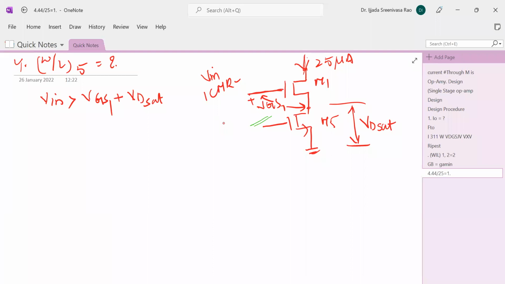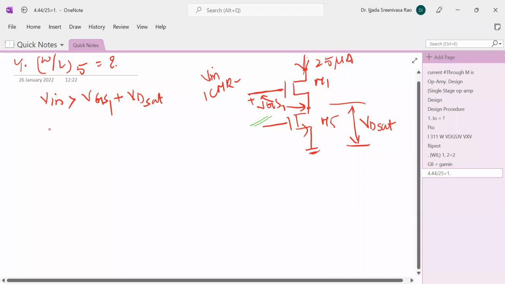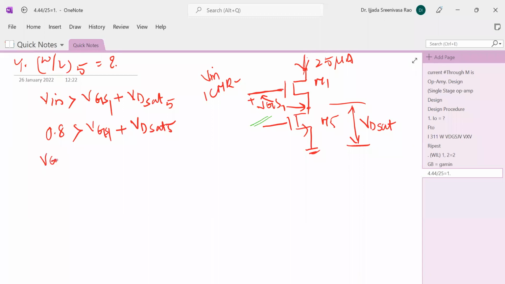Yes, 0.8. So Vin, which is 0.8, should be greater than VGS1 plus VDS sat of 5. Here I want VGS1. What is the VGS1 value? I want to find the VGS1 value.